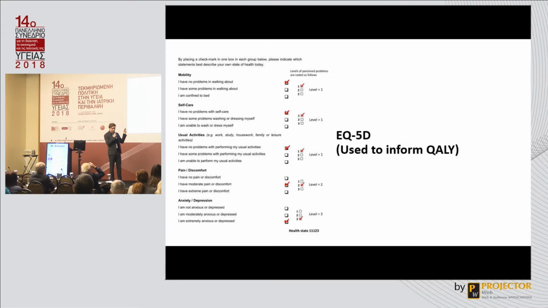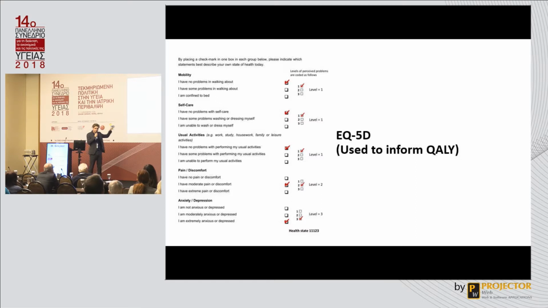So this is the EQ5D. This is how it looks. This is what people are asked about when they are presented with the EQ5D and they are to evaluate their health-related quality of life. It's based on five dimensions. So it's mobility, self-care, usual activities, pain, discomfort, and anxiety and depression. And then there are 3 options of answers to each in terms of how severely they experience these different health factors.